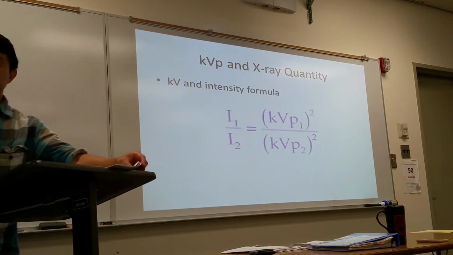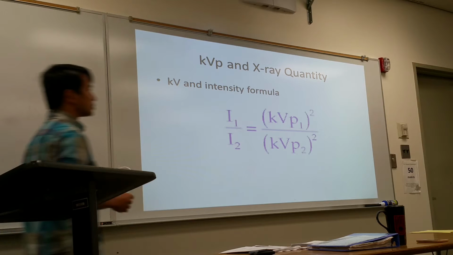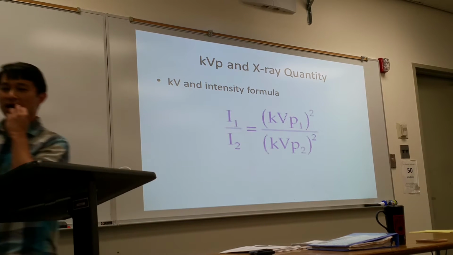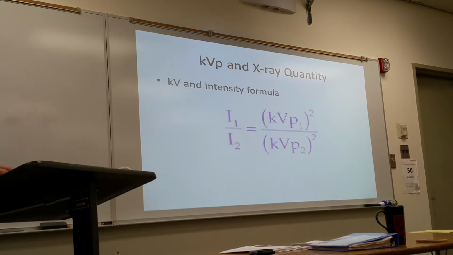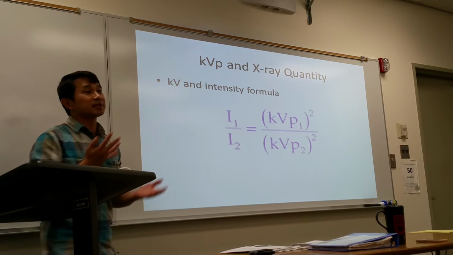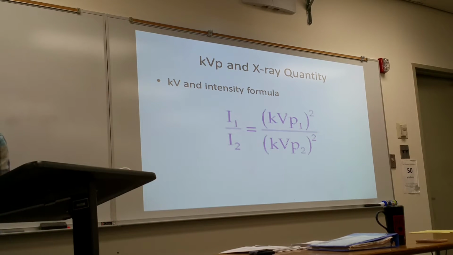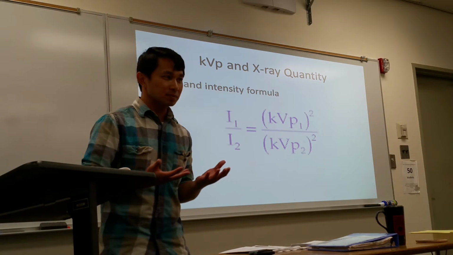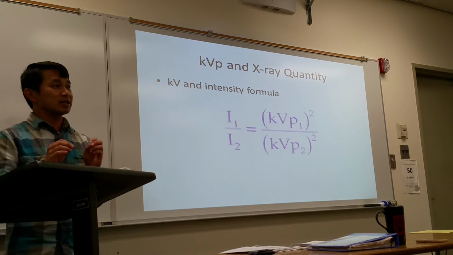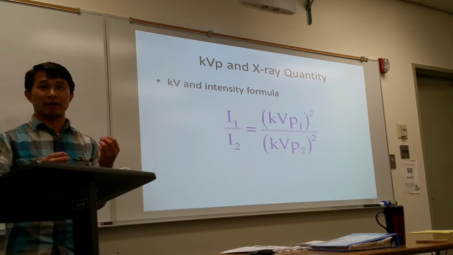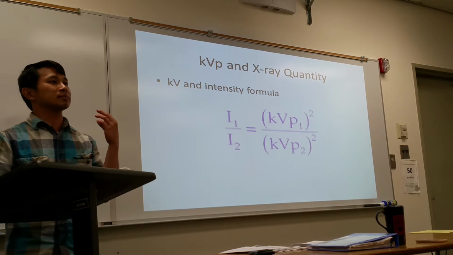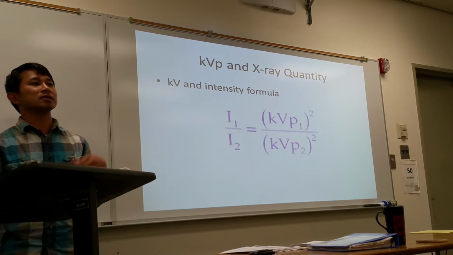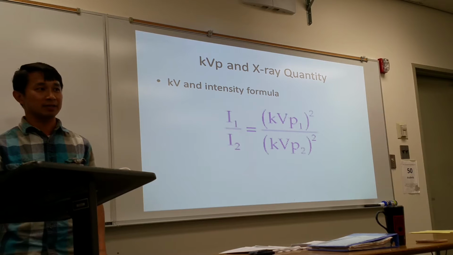All right, we ended last week with the discussion. I think it is 15%? Yeah. So the 15% rule states that a change in kV by 15% will double the radiographic density. So a small change in kV causes a huge change in radiographic density, whereas with mAs, you need at least double the mAs to double the radiographic density.